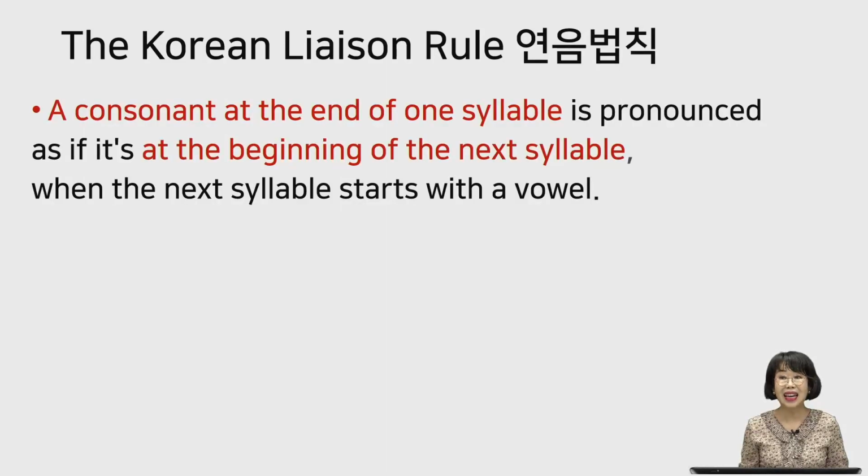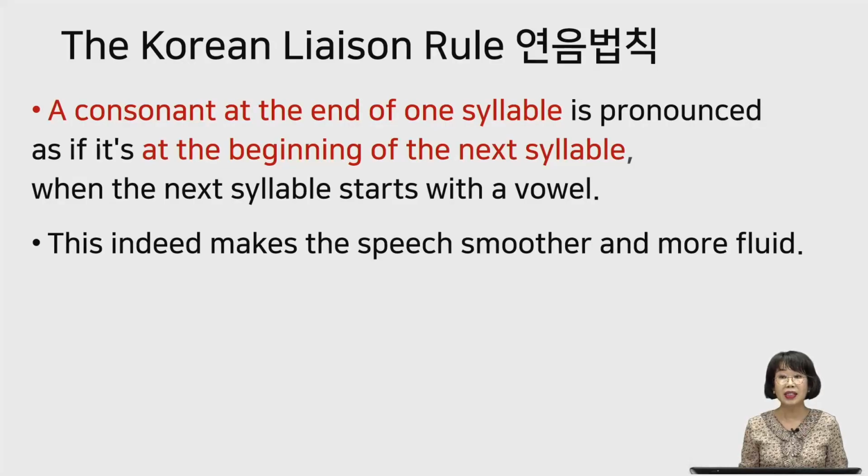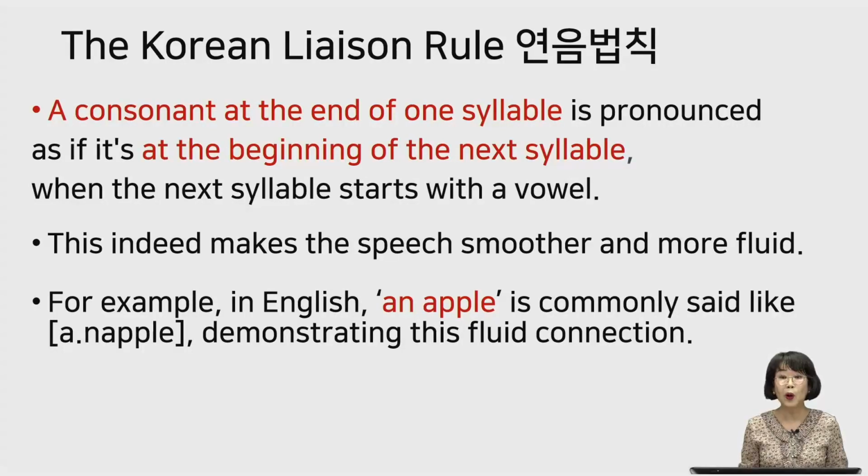A consonant at the end of one syllable is pronounced as if it's at the beginning of the next syllable, when the next syllable starts with a vowel. This indeed makes the speech smoother and more fluid. For example, in English, an apple is commonly said like an apple, demonstrating this fluid connection.